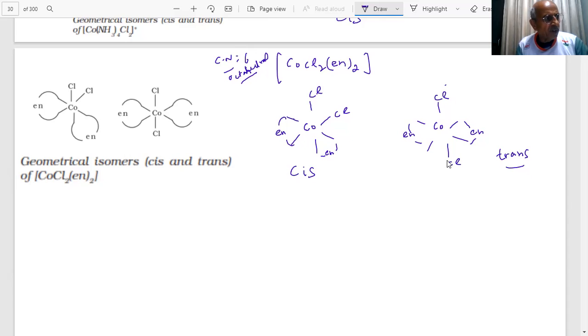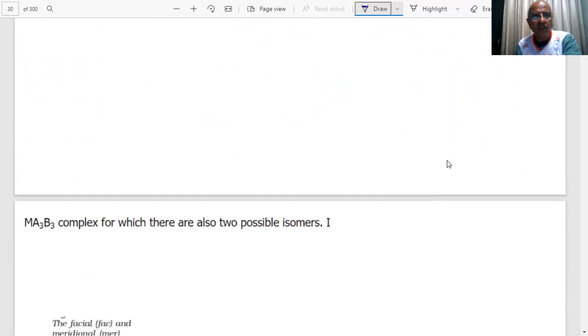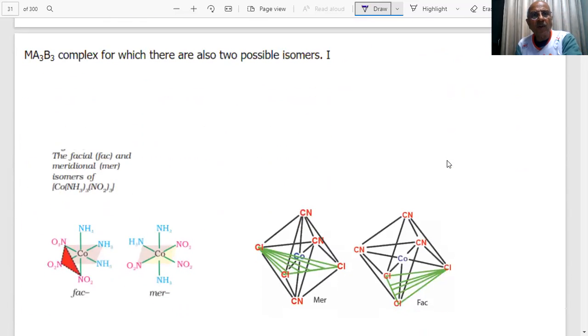You can ask me, students. If you have any doubt, you can ask me. What I am talking about is geometrical isomers, cis and trans, in coordination number 4 and in coordination number 6, students. This is an example of coordination number 6. One important case which was asked in the paper is when you have an Ma3b3 type of situation. This is going to be a special type of geometrical isomer.